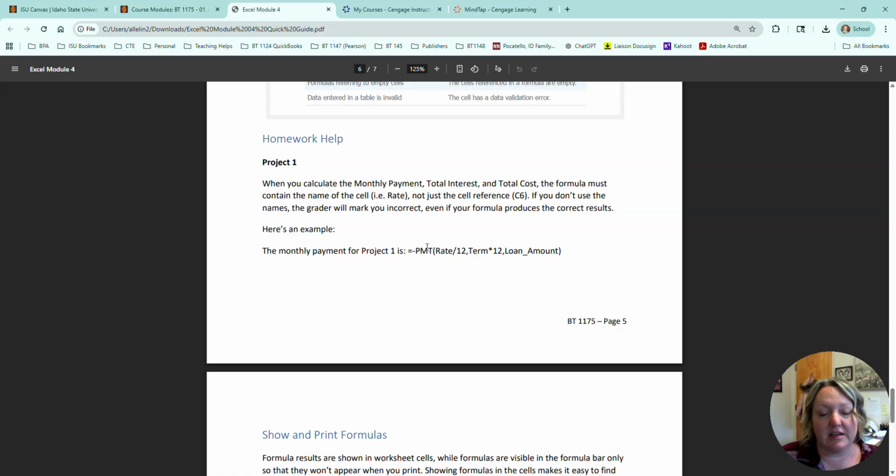What I want you to understand is in this payment function, you're going to see the word rate. So we gave a specific cell the name rate rather than using the cell reference of C6. So if you try and plug in C6 here, and the term, I can't remember for project one what the term cell reference is, but if you have C6 or B6 or different cell references that are not names, the grader's going to mark you wrong. What it's looking for is rate is a name of a cell, term is the name of a cell, and loan amount is the name of the cell. So make sure you give your cells the correct names. And it's in the instructions. So the key to the instructions is to make sure where it says you're going to give the cell a name, you give it a name, and then when you use it in the formula, you should see that name of that cell in the formula or function. And if you have any questions, reach out to me.